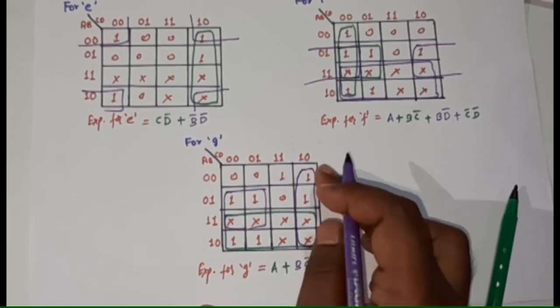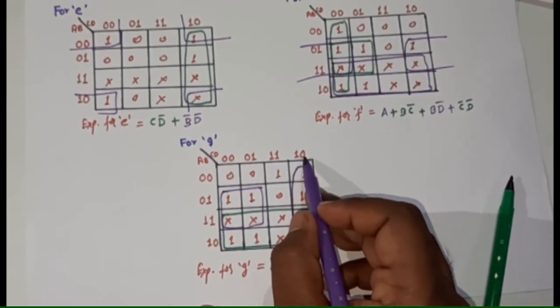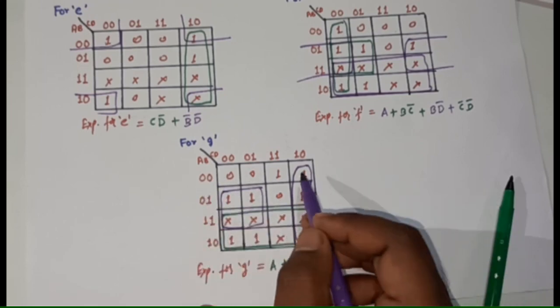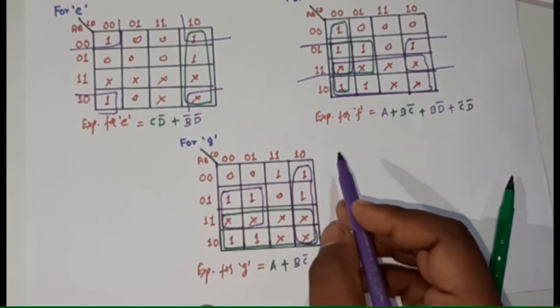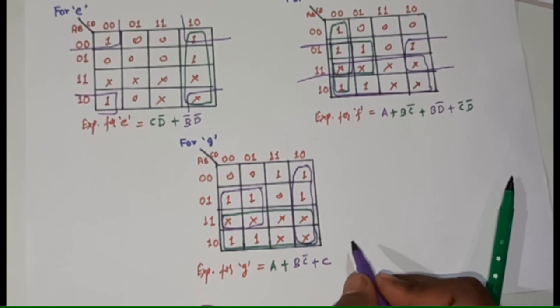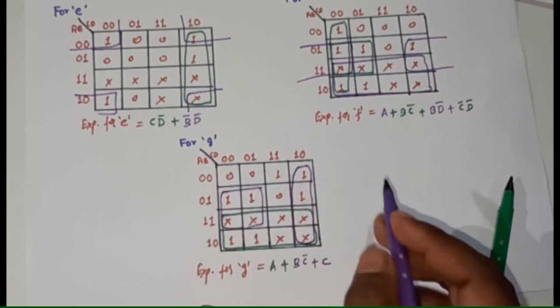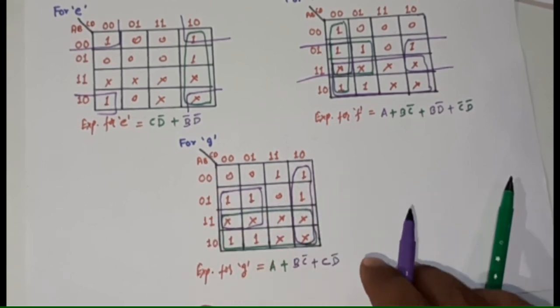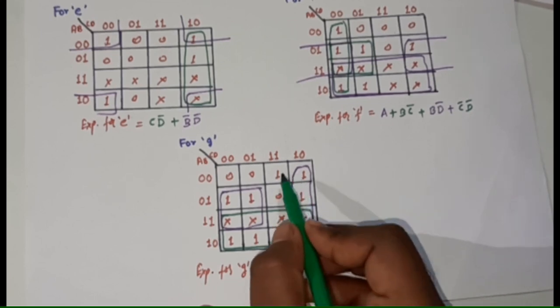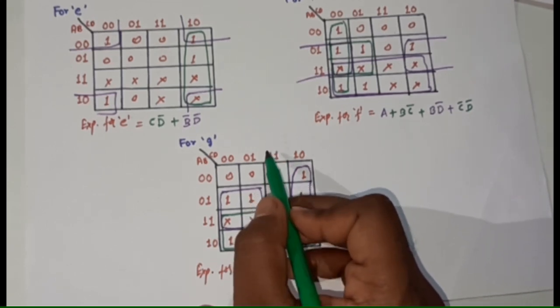Very good. This one quad will give C and D, as A and B are changing. What is C? C is 1, so we will write C. Simple. And D is 0, so we will write D bar. Now this one is left out. We can form another quad.